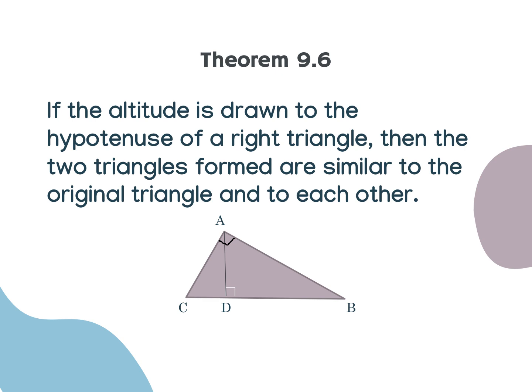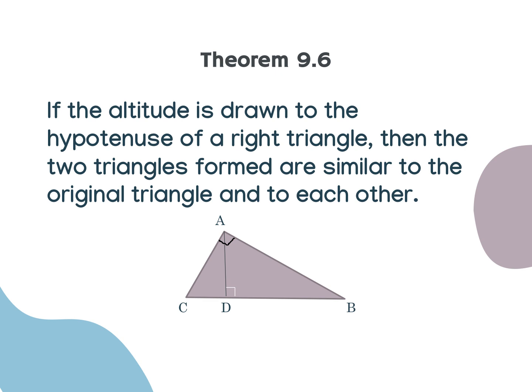So here is our first theorem, and it states that if the altitude is drawn to the hypotenuse of a right triangle, then the two triangles formed are similar to the original triangle and to each other.